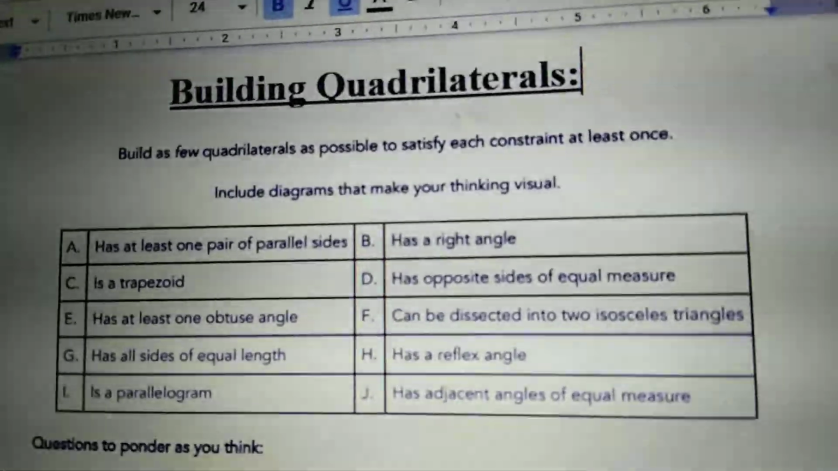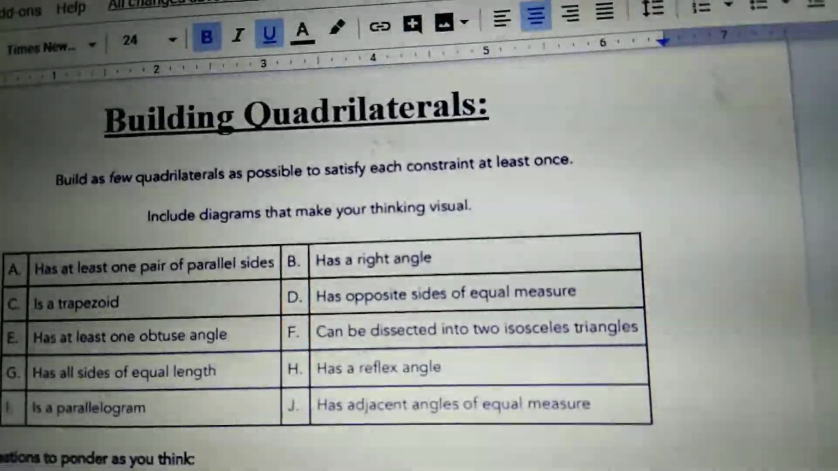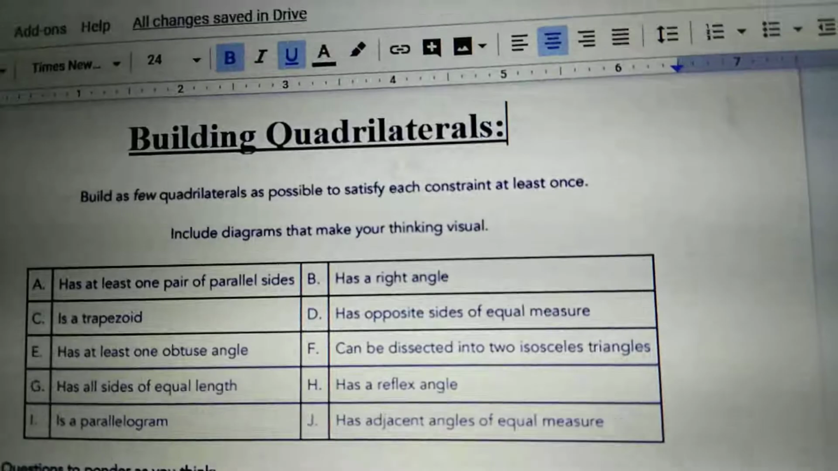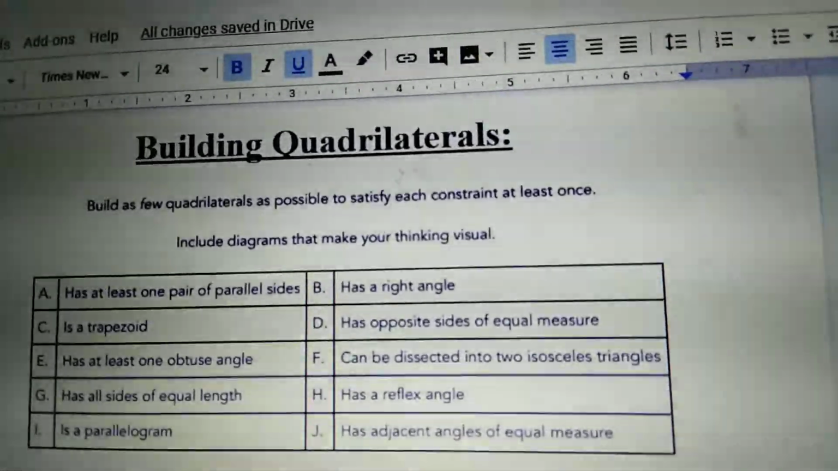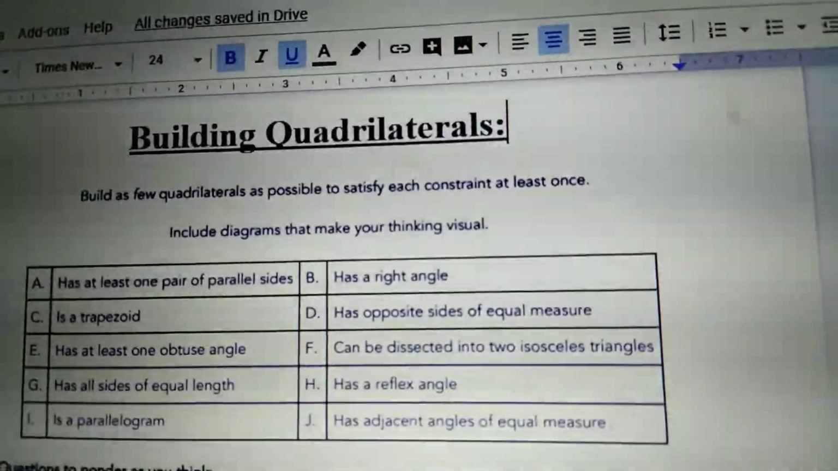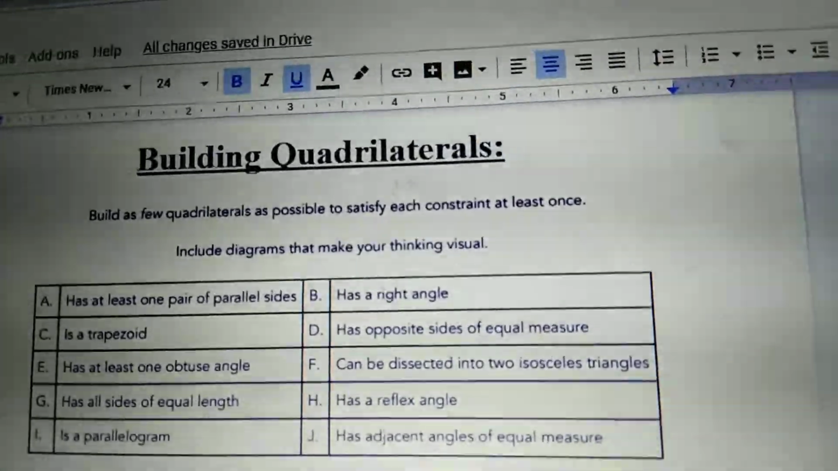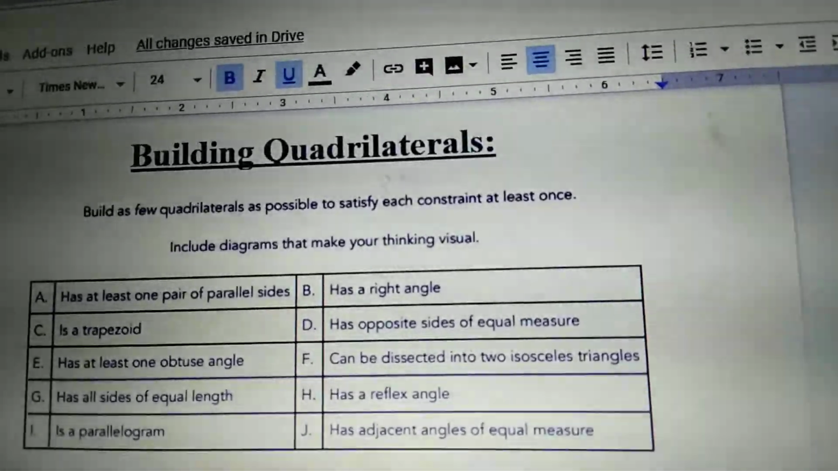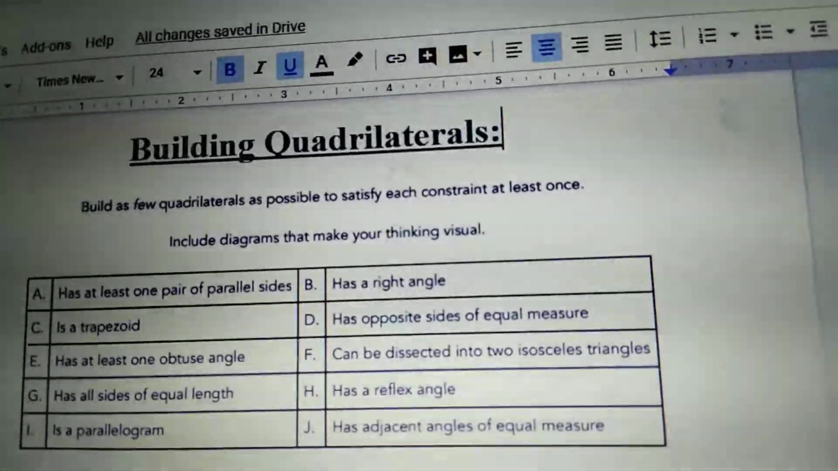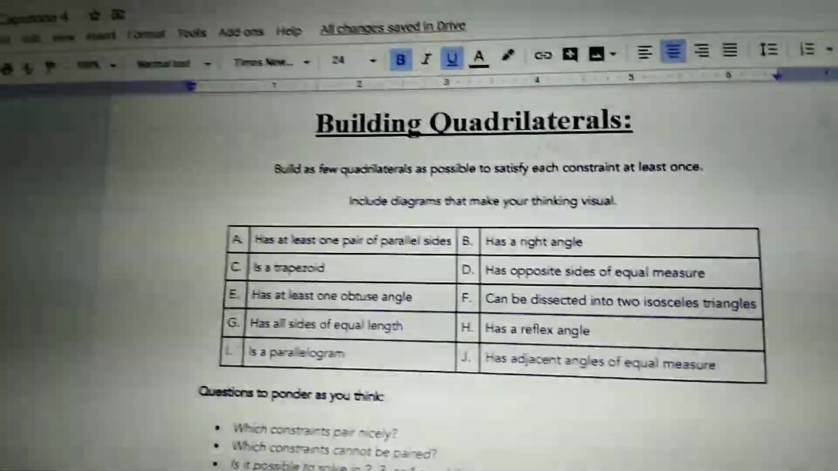Constraint A has at least one pair of parallel sides. B has a right angle. C is a trapezoid. D has opposite sides of equal measure. E has at least one obtuse angle. F can be dissected into two isosceles triangles. G has all sides of equal length. H has a reflex angle. I is a parallelogram, and J has adjacent angles of equal measure.